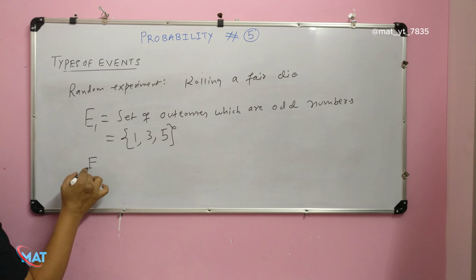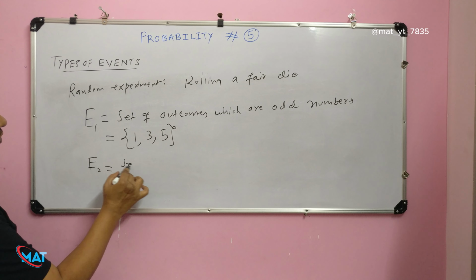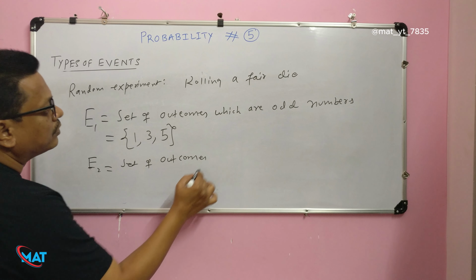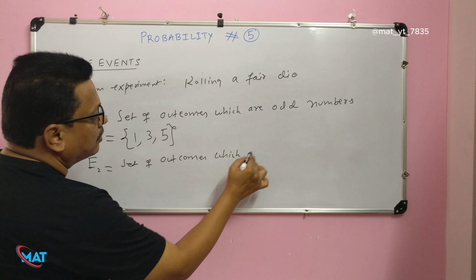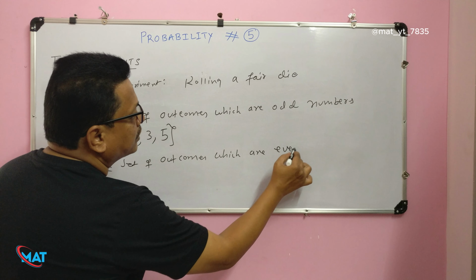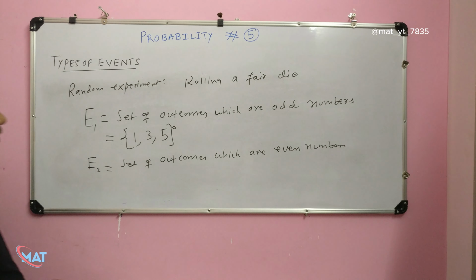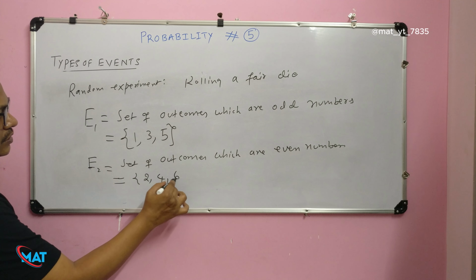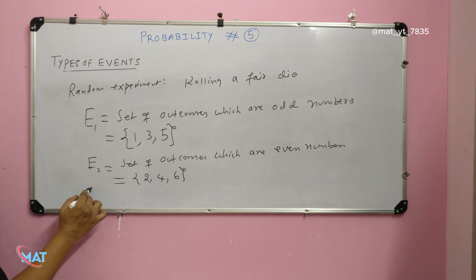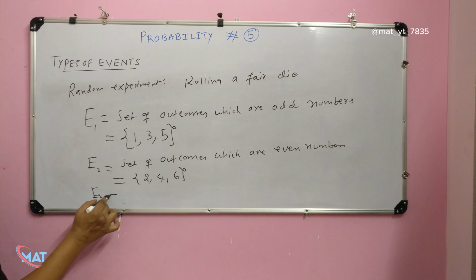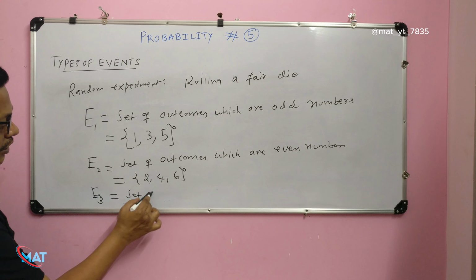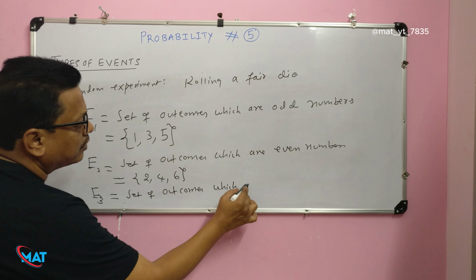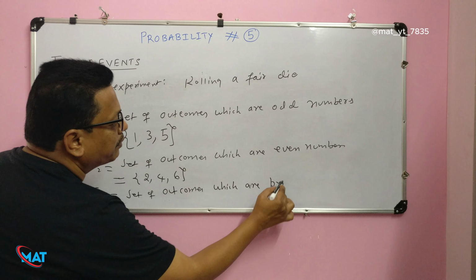Let us take one more event, E2, set of outcomes which are even numbers. So this will be 2 is even, 4 is even, 6 is even. Let us take one more event, E3 here, set of outcomes which are prime numbers.